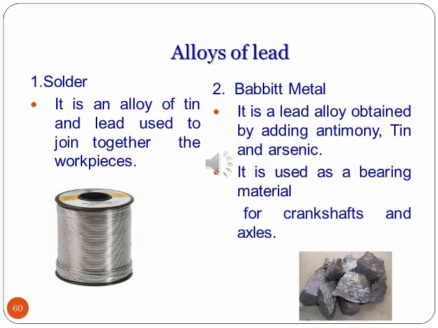Alloys of lead include solder, like you have seen in the soldering part. It is an alloy of tin and lead used for joining workpieces. So solder is one of the alloys of lead. Next, Babbitt metal. It is a lead alloy obtained by adding antimony, tin and arsenic. It is used as a bearing material for crankshafts and axles.